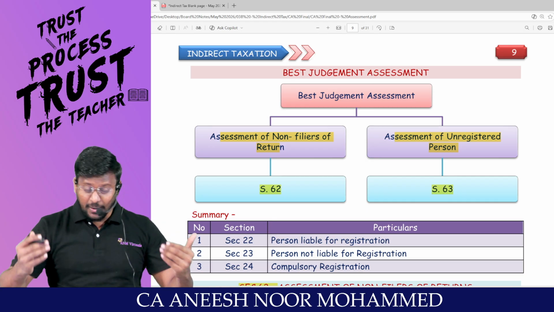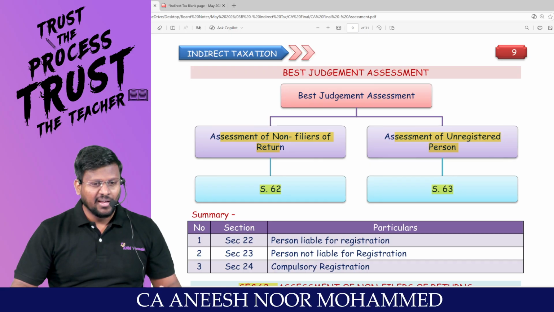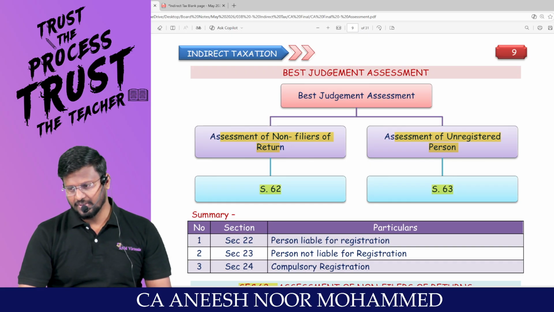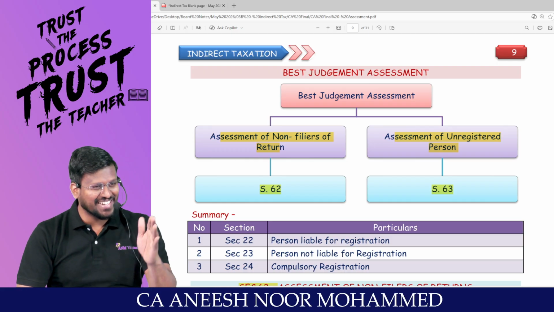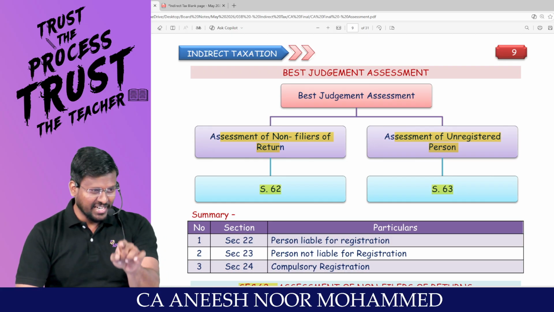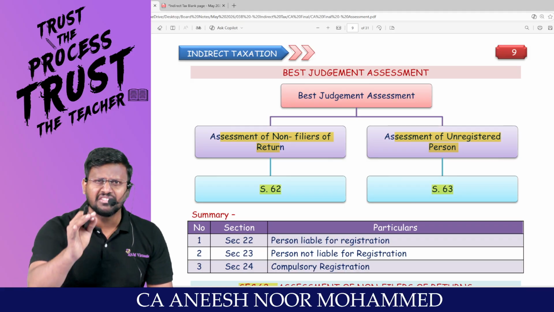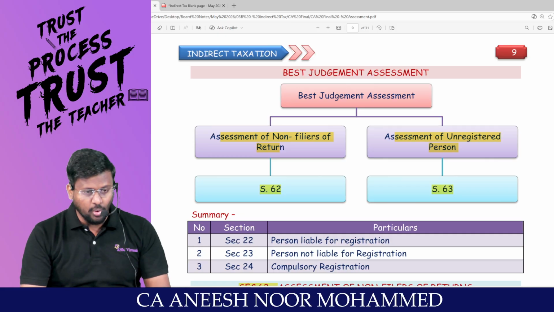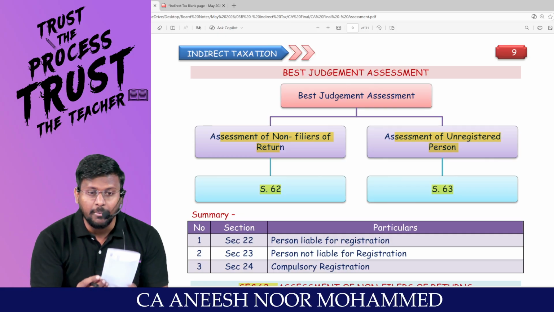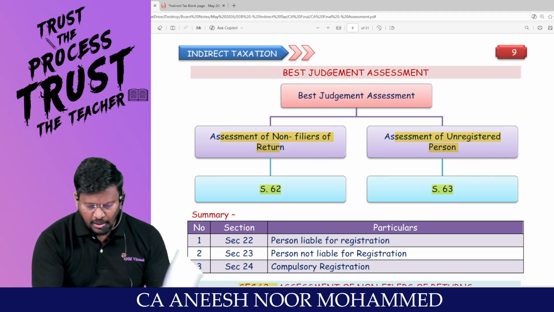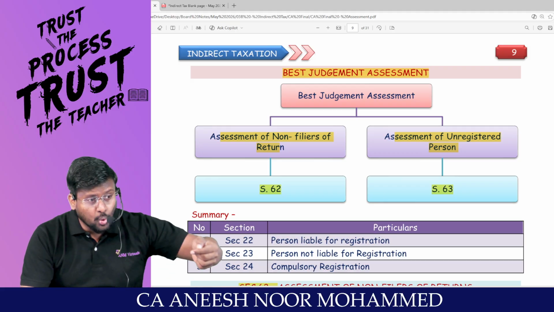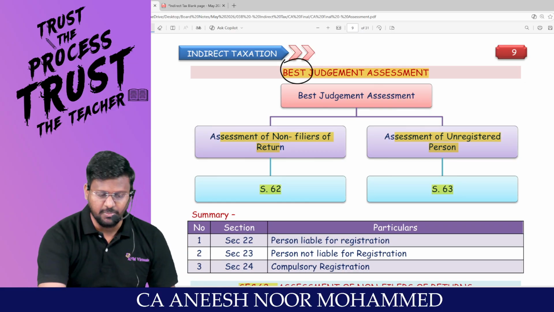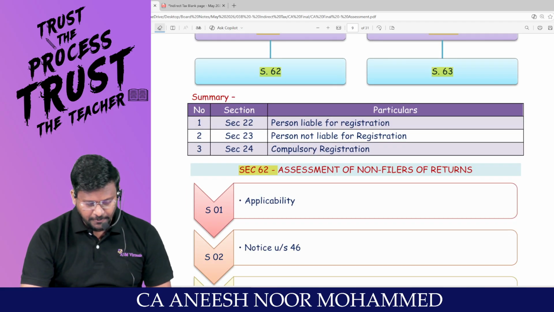Even though my aggregate turnover exceeds 10 lakh or 20 lakh or 40 lakh, as the case may be, I have not even taken the registration. I have not even studied the chapter registration. Section 39 says that every registered person having outward supply must file a return, but I am an unregistered person. So the base document, the return, will not be there for the department. In such a case, the proper officer himself, based upon the information available, will do an assessment. Such an assessment is called best judgment assessment.